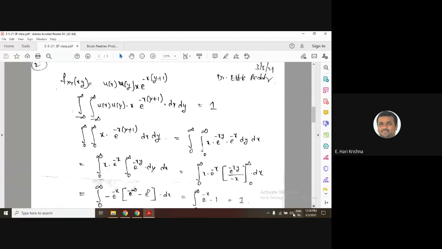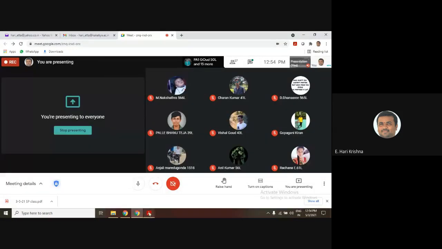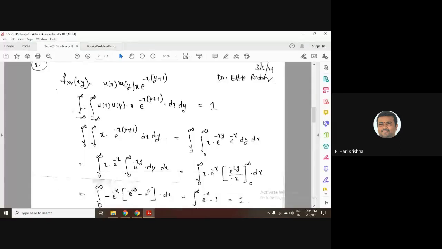So we are evaluating the property. Please all of you see carefully, in solved problems, try to see things. Integral from minus infinity to plus infinity, minus infinity to plus infinity, of f_xy(x, y), which is u of x, u of y into x e power minus x into (y plus 1), dx dy, is equal to 1. Because u of x is defined from 0 to infinity, and u of y is defined from 0 to infinity.